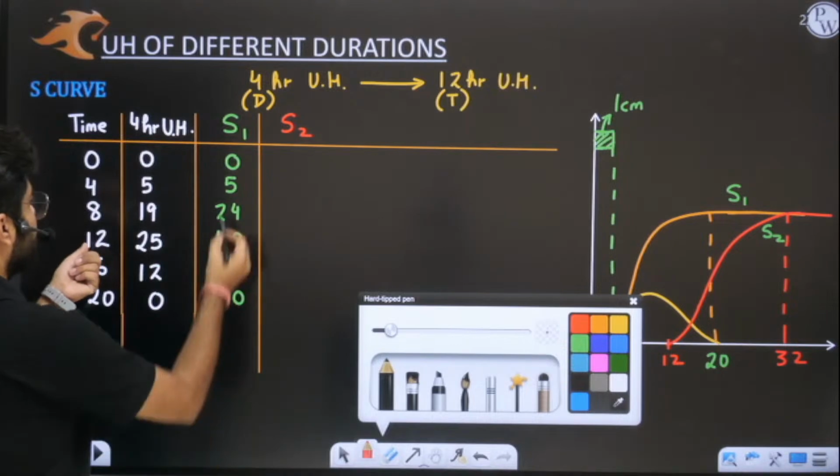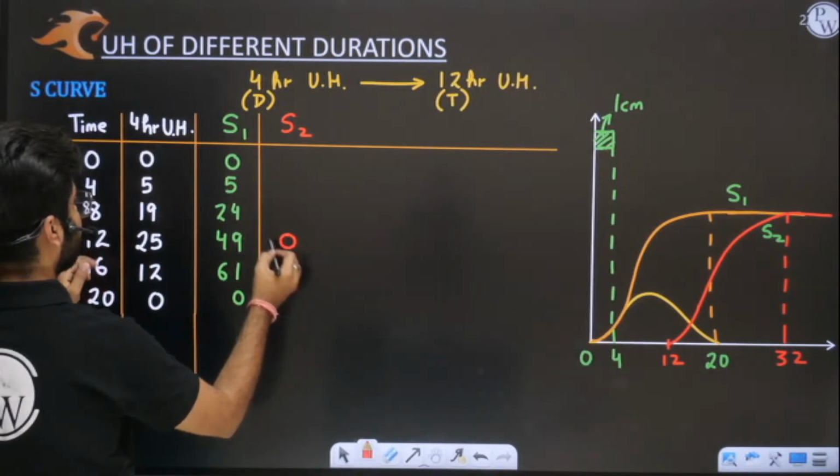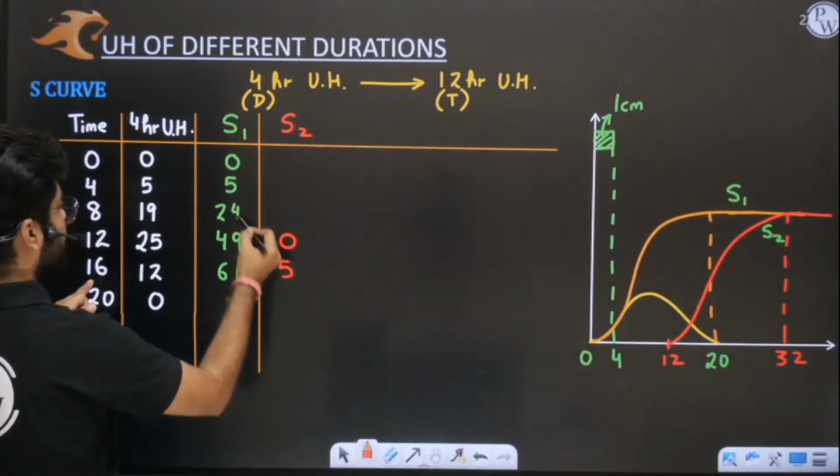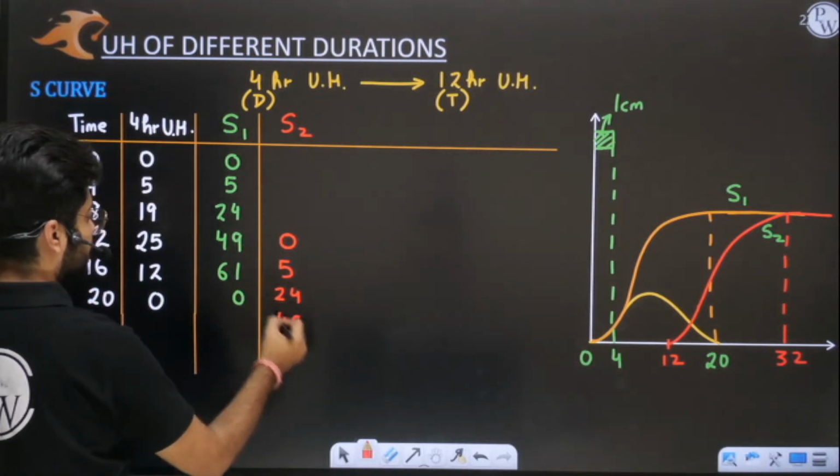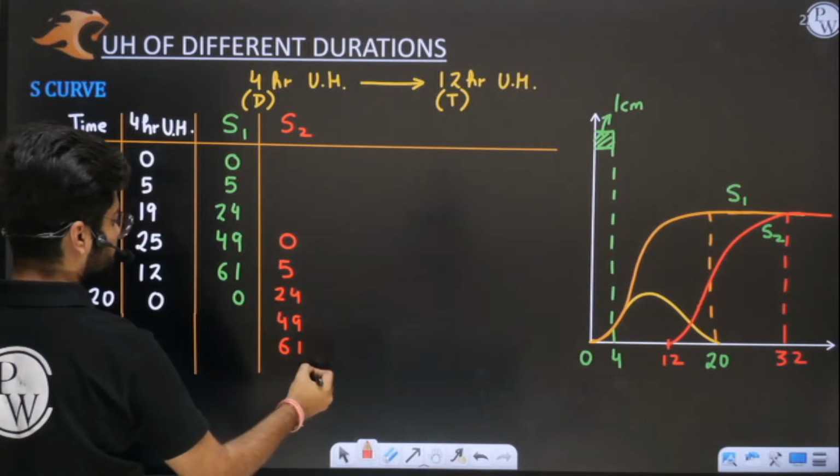So write this 0 in front of 12. Write this 5 in front of 16. Write this 24 here, then 49, then 61, and then this 0.